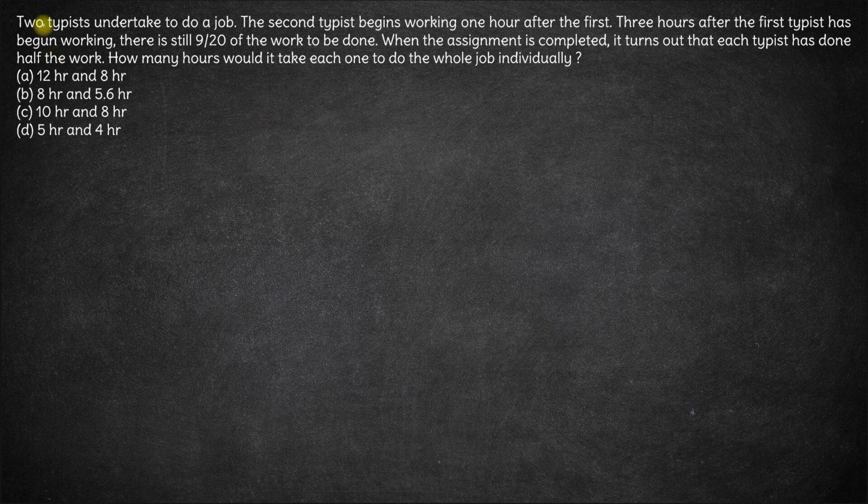Hi, here we have two typists who undertake to do a job. The second typist begins working 1 hour after the first. Let's say this is the point where the first typist starts working, T1. Now the second typist begins 1 hour after the first. So for 1 hour only typist 1 is working, and after 1 hour T1 is joined by T2 and both of them work together after this.